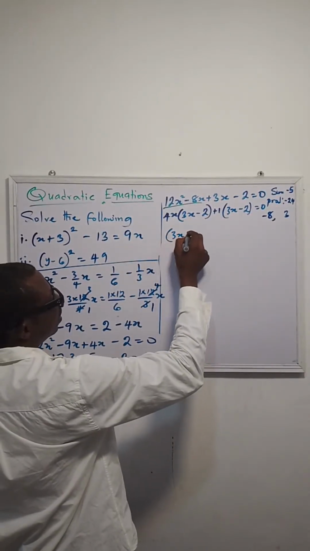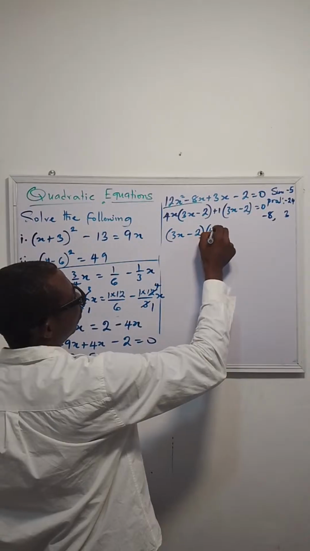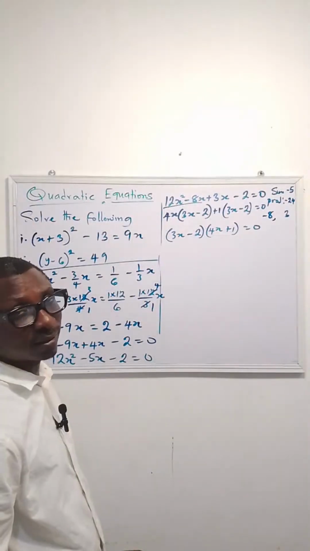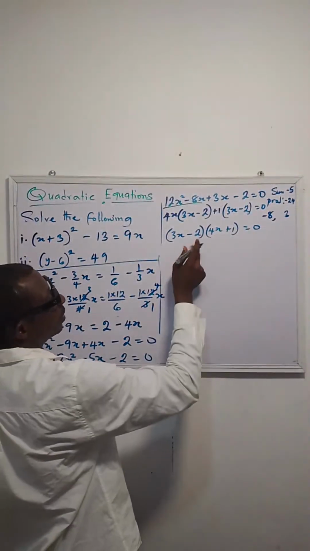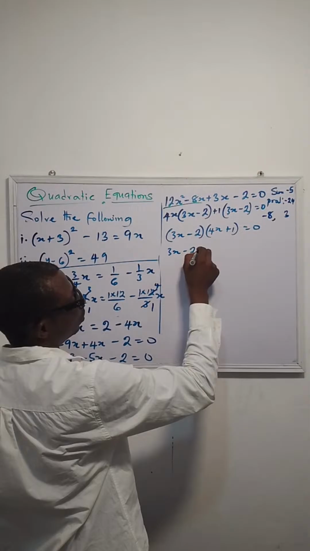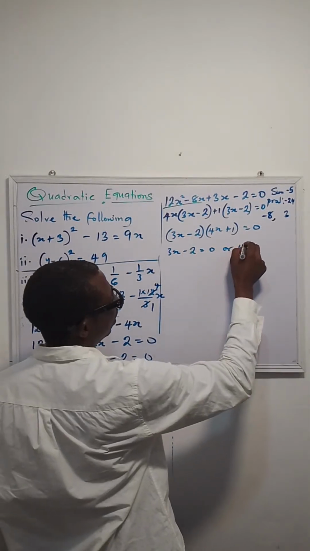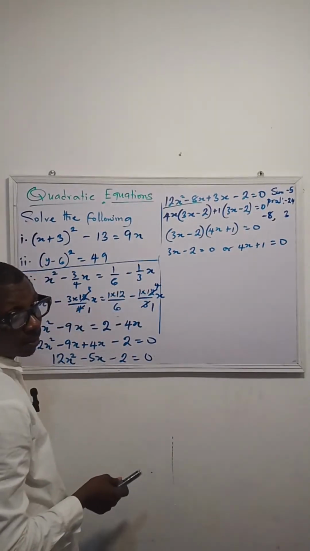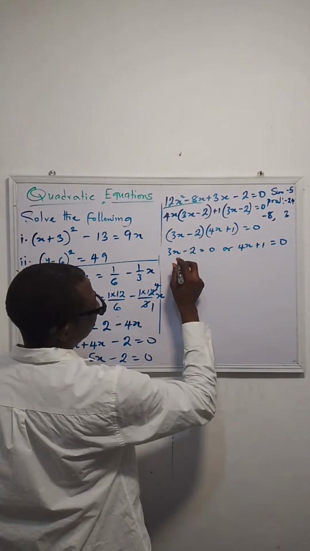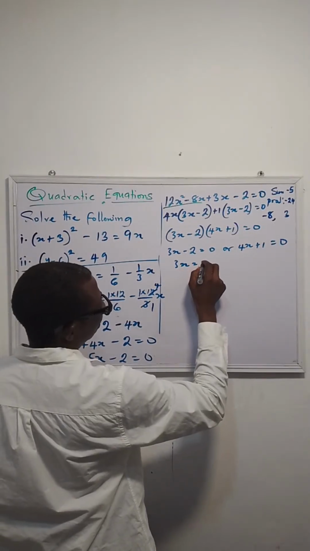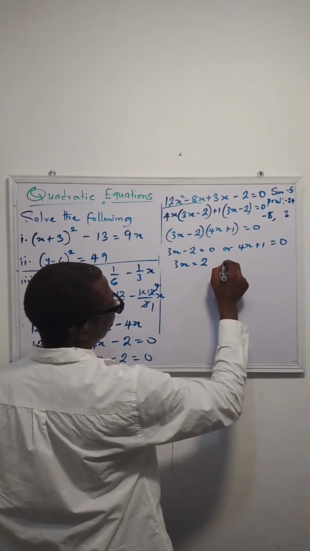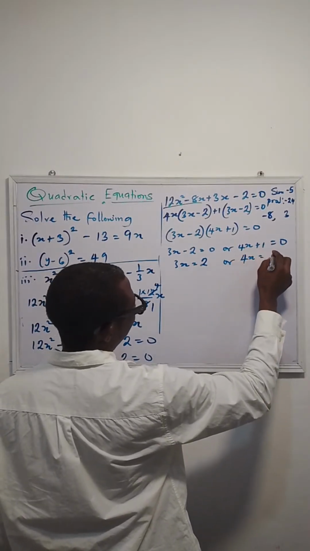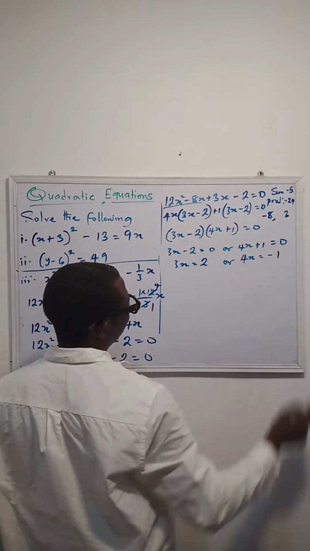So we have (3x - 2)(4x + 1) = 0. All right, you get that? So you equate 3x - 2 = 0, or 4x + 1 = 0. Here you can add 2 to both sides to have 3x = 2, or you subtract 1 from both sides, you have 4x = -1.